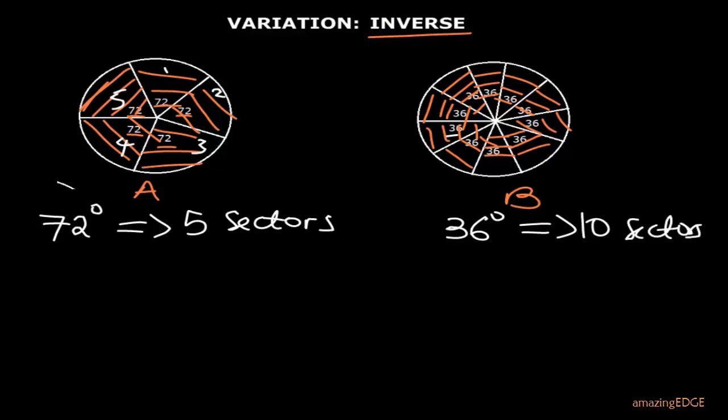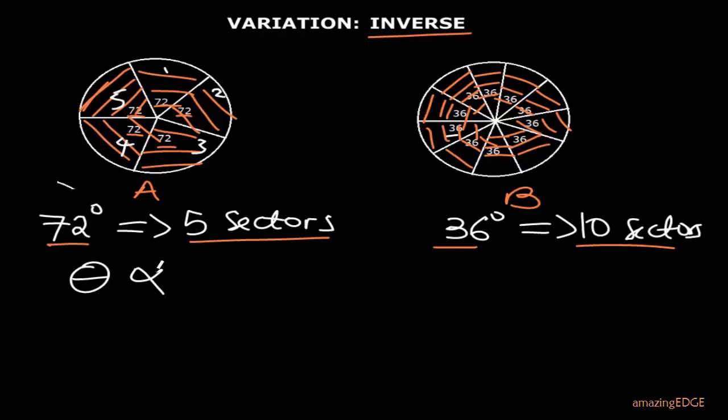You have a bigger angle, smaller sectors. Here, a smaller angle, bigger sectors. So if you use theta to represent an angle, suppose I use theta to represent an angle, you see that this theta varies inversely. So the greater the theta, the smaller the sector.